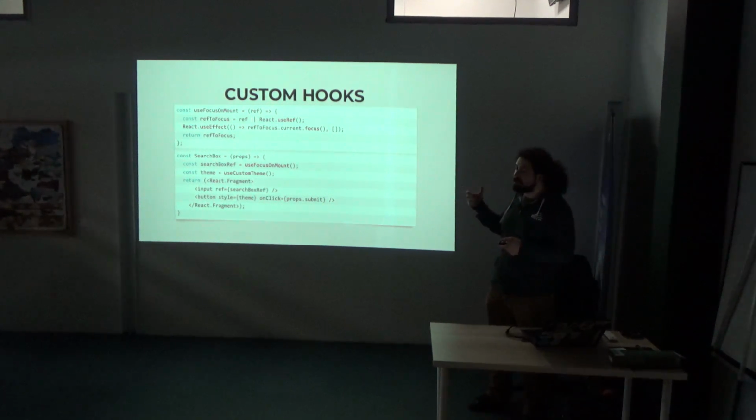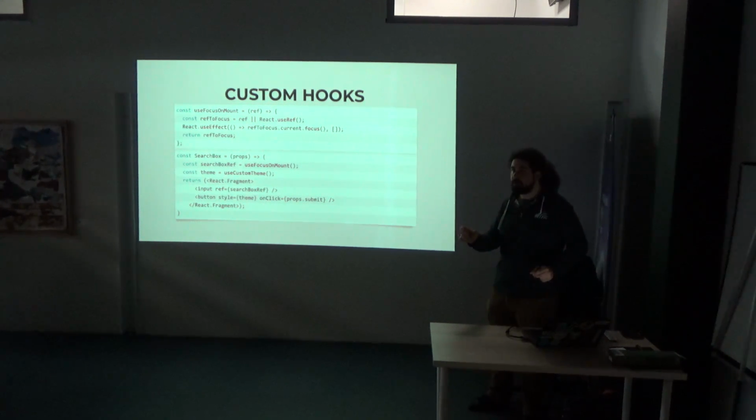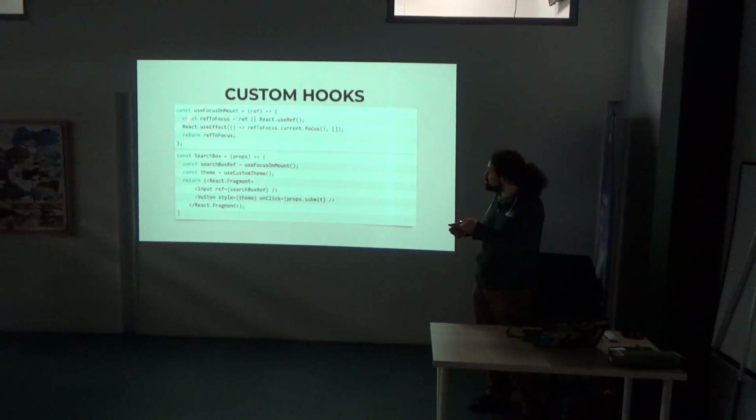So when you have, let's say, instance methods, and you have on mount, on update, and stuff like that, you have logic spread all around the place, and it's much harder to reuse and to update. With hooks, you can just extract some logic into a hook. Let's say here we're using use focus on mount, and we create a ref, we focus it on mount.